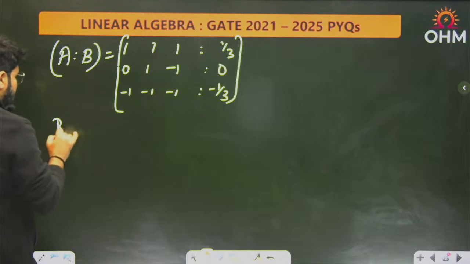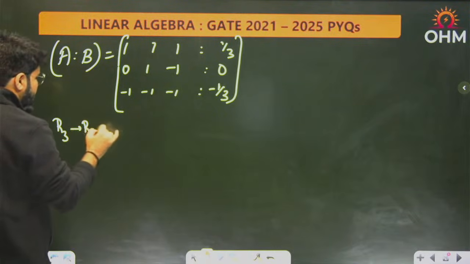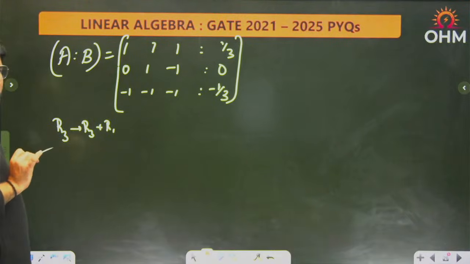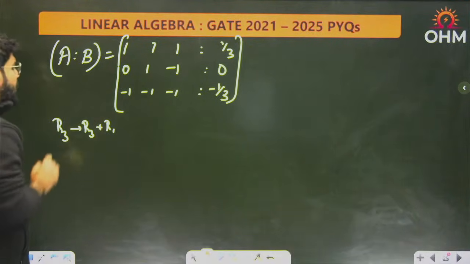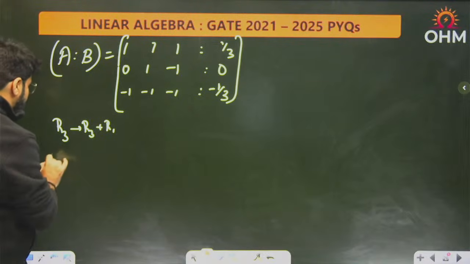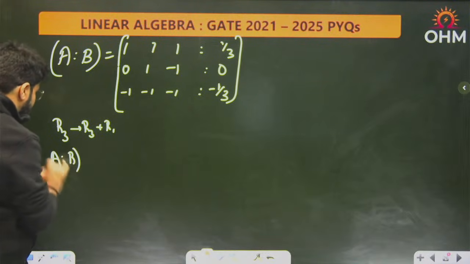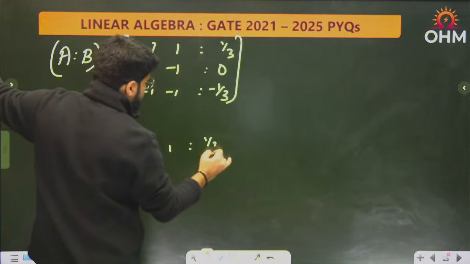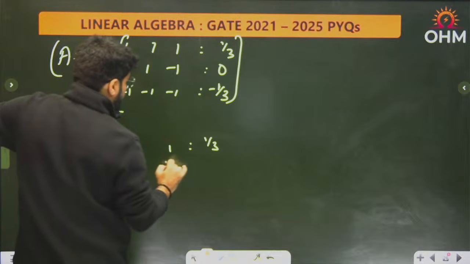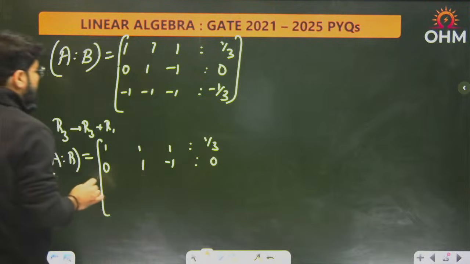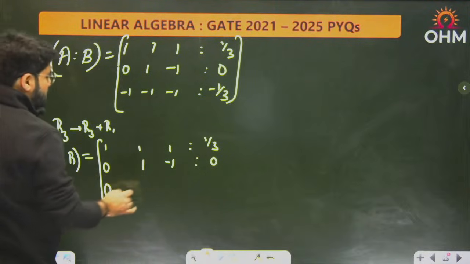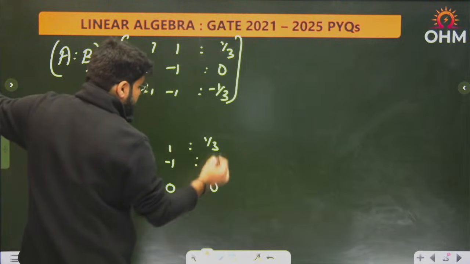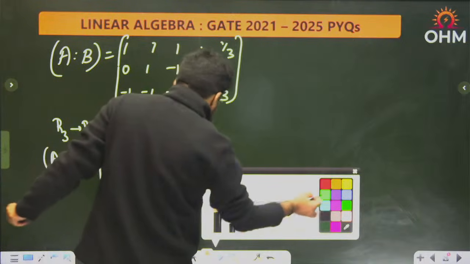Now I'm going to write R3 as R3 plus R1. First equation, third equation, second equation, like that I have arranged. Now you see, when R3 is added as R3 plus R1, what is the matrix left in front of you? 1, 1, 1, 1 by 3. Second I am not disturbing, 0, 1, minus 1, 0. Third, R3 plus R1: minus 1 plus 1, minus 1 plus 1, minus 1 plus 1, minus 1 by 3 plus 1 by 3, 0. Everything is 0.